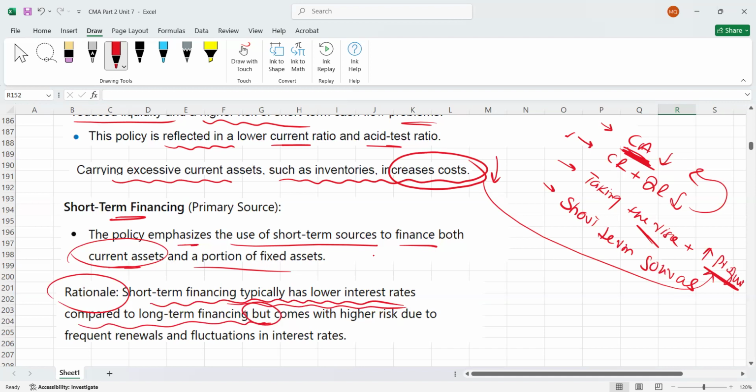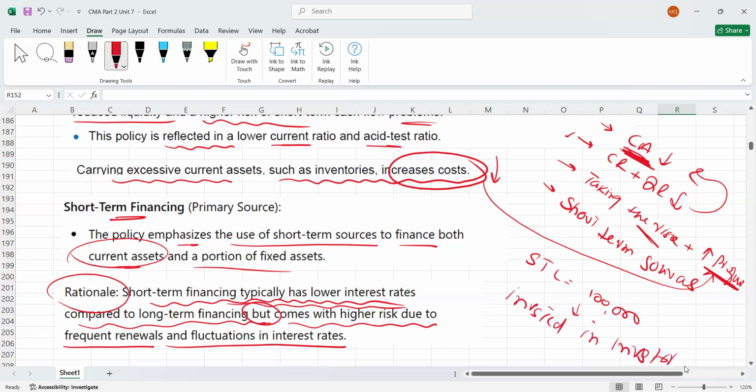But what's the problem with the short term? It comes with high risk due to frequent renewals and fluctuations in interest rate. Right? For example, if you take a short-term loan of, say, 100,000 and you invest it in inventory, what if this inventory is not sold? Definitely you will be in a problem, because short-term loans you have to settle in a short period of time, right? Sometimes you need to settle the whole short-term loan to get a renewal again. So this is the risk as well. But the main point is they are using short-term sources.